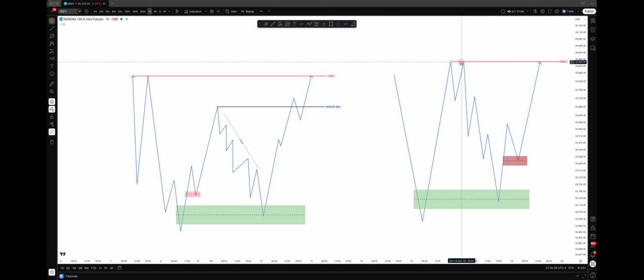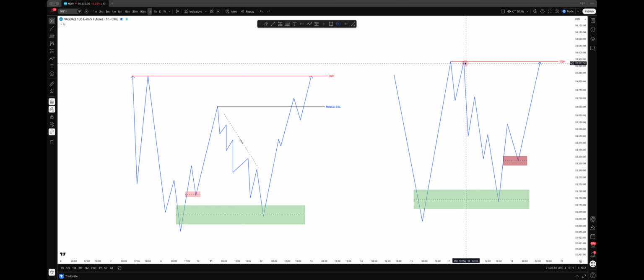It created, or say it engineered, a liquidity as equal highs right there. For other retailers, what is it? It's a double top. They are short here. They shorted the market. Perfect. It came to a BPR.